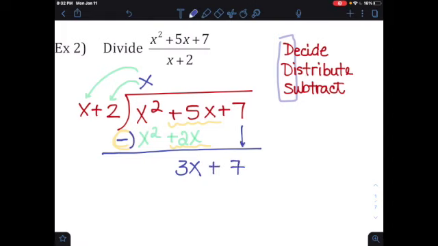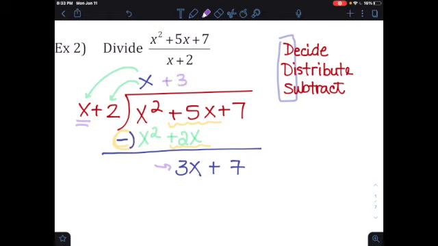Now when you do the plus 7, I'm just drawing the arrow just in case. We are going to do it again once you bring that one term down. You always bring one term at a time down. So the next time I'm going to do the deciding part. X times what gives you 3x? X times a positive 3 gives you 3x.